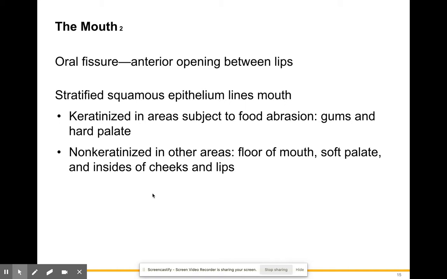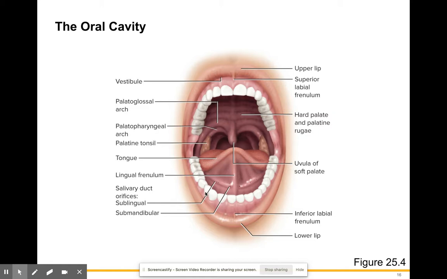Those are non-keratinized areas. Here's a picture of the mouth, and we're going to talk about lots of the stuff in here as we go along, but here's our hard palate. The soft palate is more in the back. We don't necessarily have to know any of these things right now. We're going to learn about the uvula and the frenulum in a moment.